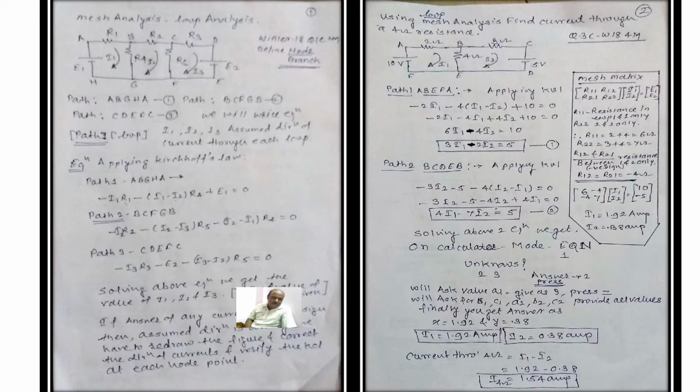Hello friends, today we are going to learn mesh analysis, loop analysis. We must know about Kirchhoff's law first. As per Kirchhoff's law, the algebraic sum of the product of current and resistances plus the algebraic sum of EMFs is equal to 0. That is, sigma IR plus sigma EMF is equal to 0.